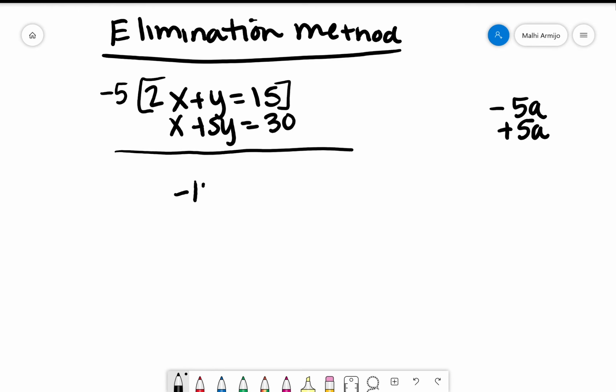Negative 10x minus 5y is equal to negative 75. And then the bottom one, I didn't do anything to it. I wanted it to stay the same, so I'm just rewriting it.